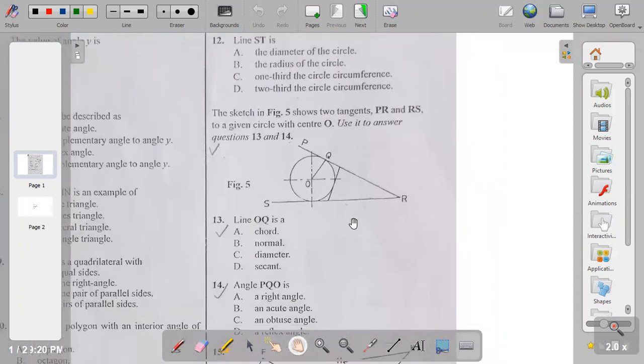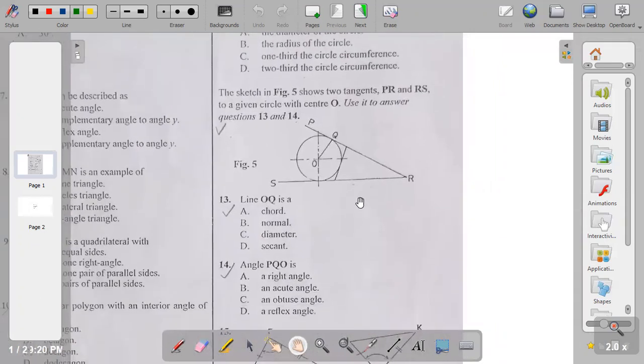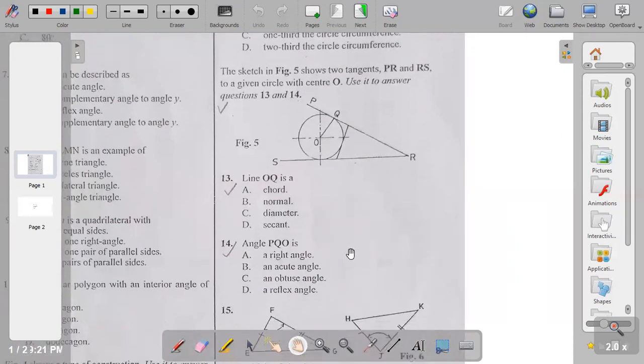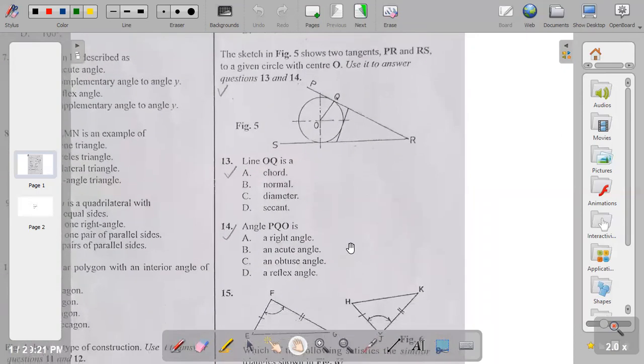The sketch in figure 5 shows 2 tangents, PR and RS, to a given circle with center O. Use it to answer questions 13 and 14. Now, line OQ is a chord, normal, or diameter? Line OQ is a normal. So the answer is B. 13 is B.